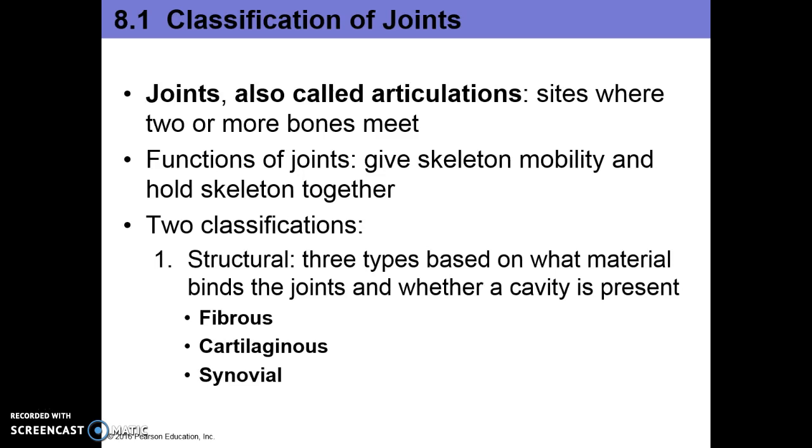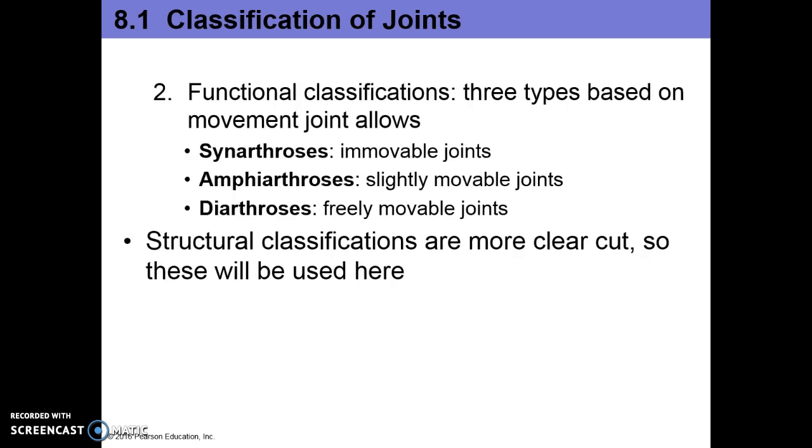Essentially, this is where two or more bones join and interact with each other for the sake of stability and mobility of the body. There are two classifications. The first one is structural, in which three types are based on the material that binds the joints and whether a cavity is present. So the three are fibrous joints, cartilaginous joints, and synovial joints.